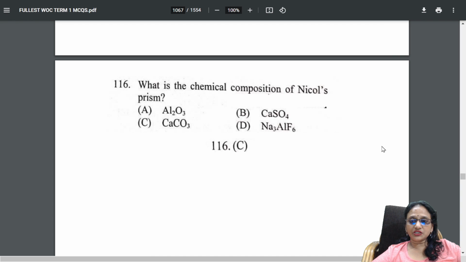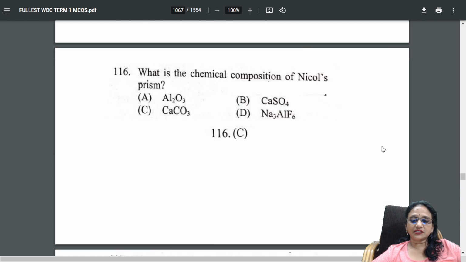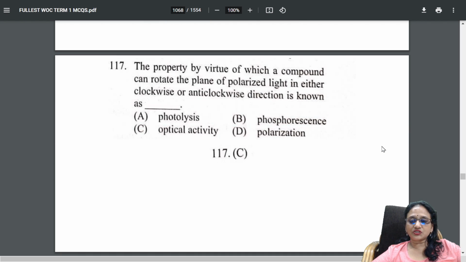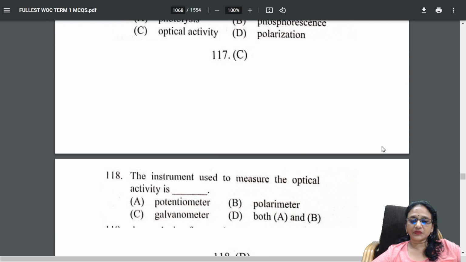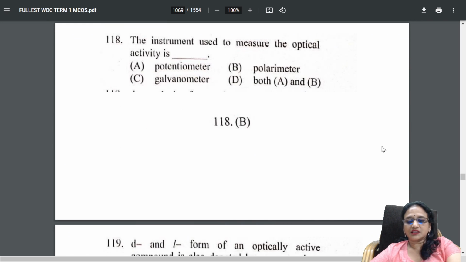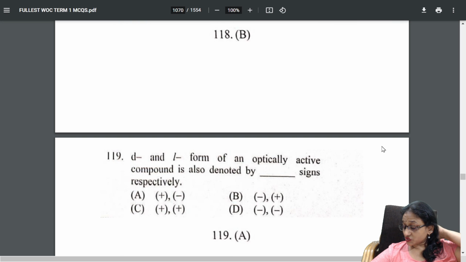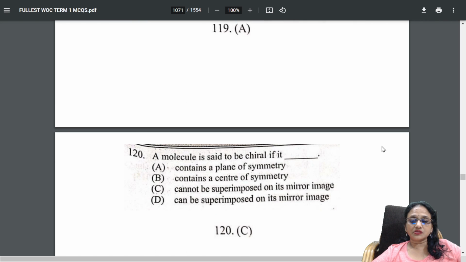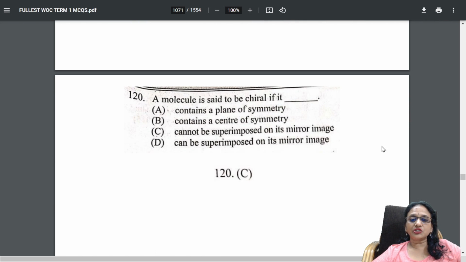So slowly we are coming into the prism, that is optical activity. Whether it rotates the plane polarized light towards the right or left, what is the process called? Yes, what is the instrument used for this? This was asked earlier. D and L isomers are what? Whether they are conformations or configurations, what are they? So a chiral molecule is said to be what?